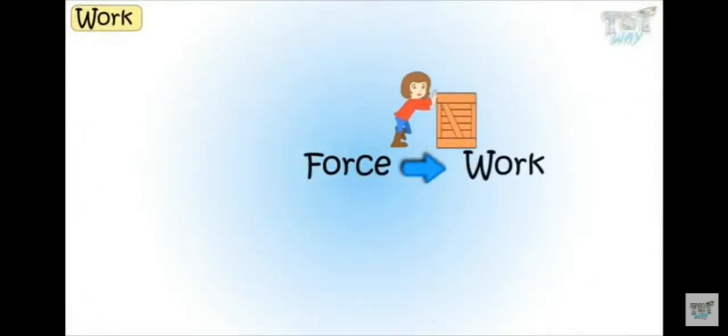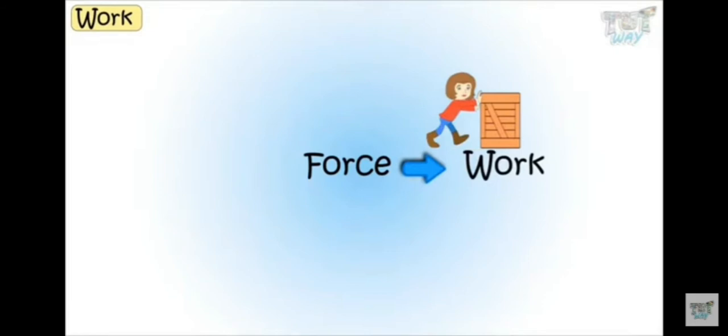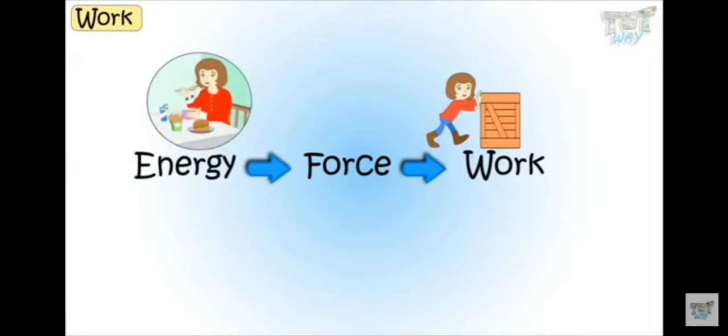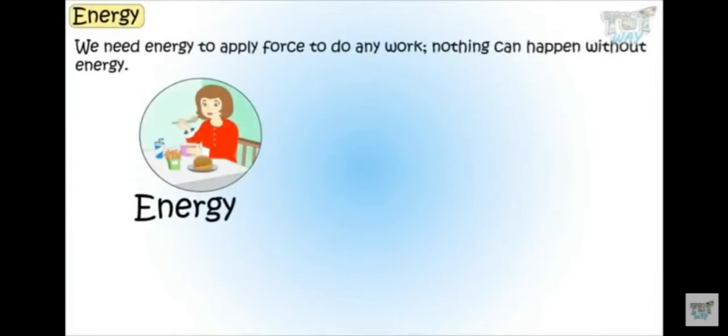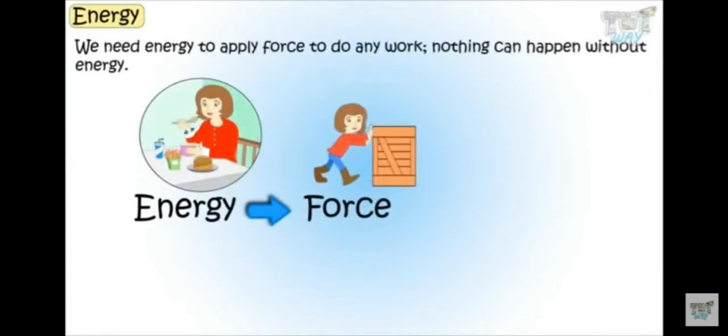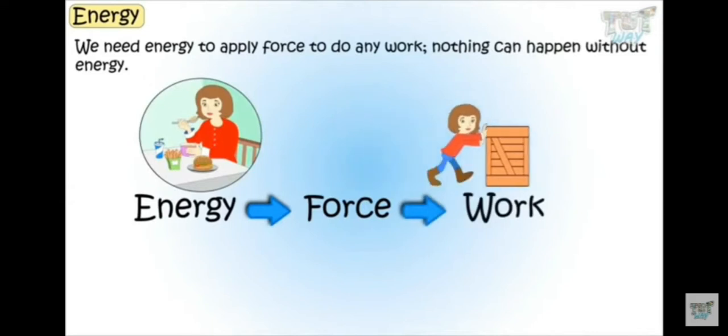Now, beta, we have learned that when we apply force and if the object moves to a distance, then the work is said to be done. But to apply force, we need energy, and we get energy from food. And when we have energy, that energy produces force, and the force does the work. So we can say energy is the ability to do work. We need energy to apply force so that we can do work, and nothing can happen without the energy. So let us study different forms of energy.